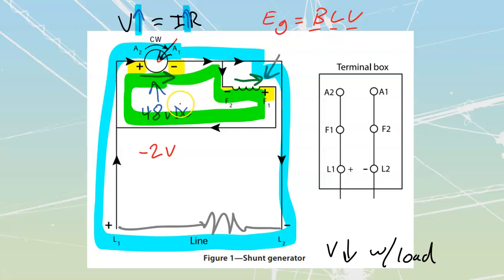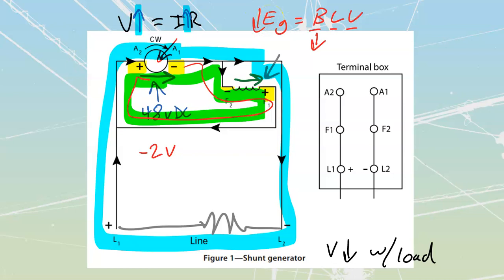If I've got 46 volts on the output, that means I'm going to have less current flowing through my field, which means that my beta is going to go down as well. I'm going to have a little bit of a drop in beta, which means my overall generated value of voltage is going to go down as well.